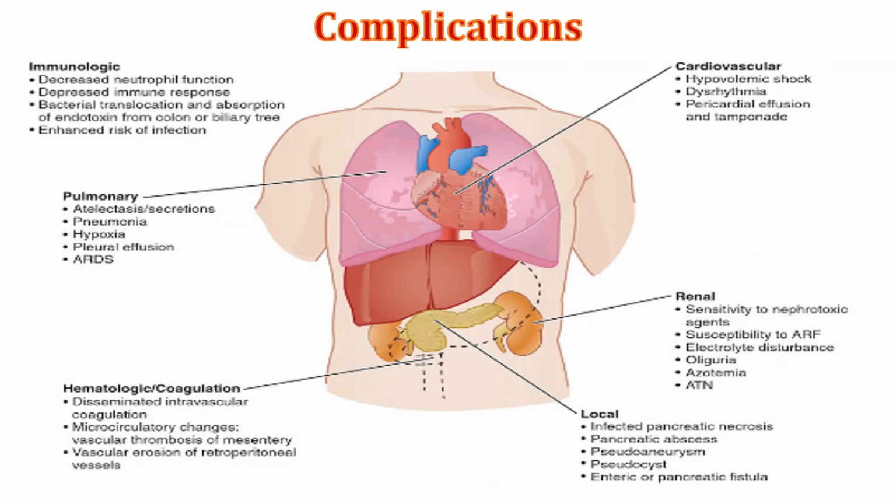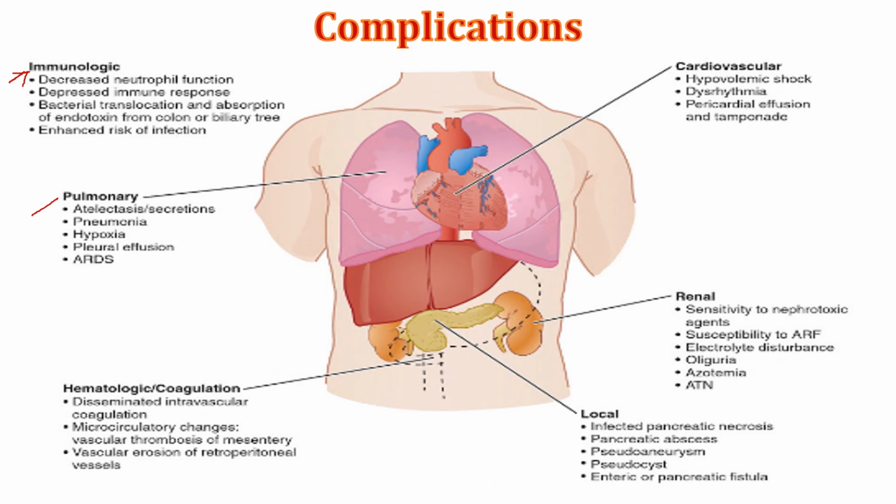Regarding the complications of acute pancreatitis, you have to remember that it's one of the triggering factors to the development of systemic inflammatory response syndrome, as well as multiple organ dysfunction syndrome. That's why the patients are at risk to develop complications for each system. Regarding the immunological system, the patients are at risk to develop decrease in neutrophils function and decrease in the immune response, and the bacterial translocation with aspiration of bacterial toxins.